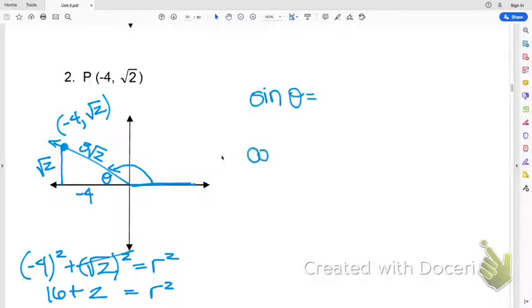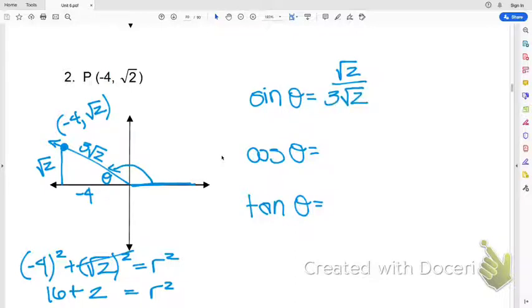Okay. Sine is equal to the y over the r. What's the y? Root 2 over, what's the r? 3 root 2. What happens to my root 2's? Cancel. Okay, so that is something I expect you to be able to do. But that, to me, has nothing to do with the square root. That's reducing a fraction.